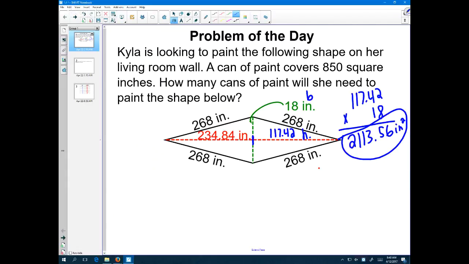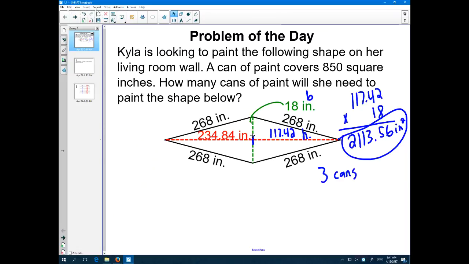Very good. So really, you can divide by that or count up by 850, right? So if you have 850 plus 850, that's how much already? 1,700. So obviously we need more than 2. 3. But can you buy a partial can? No, I can't buy half a can. So how many cans do you have to buy? 3. So I guess the actual answer to this problem is 3 cans of paint.